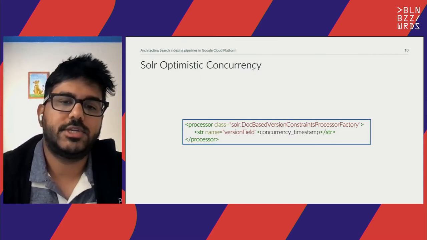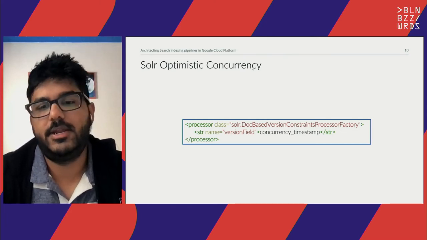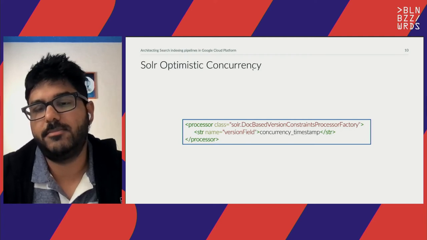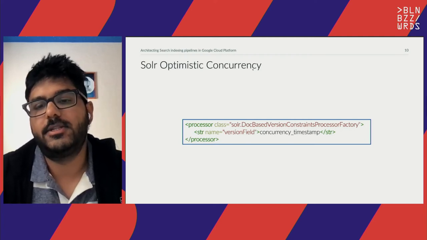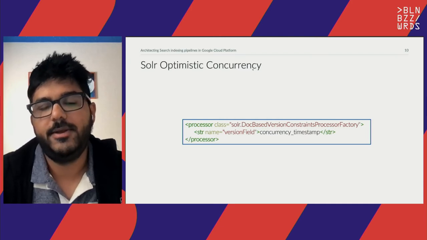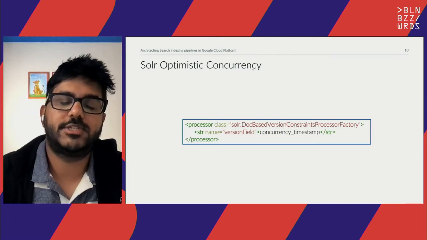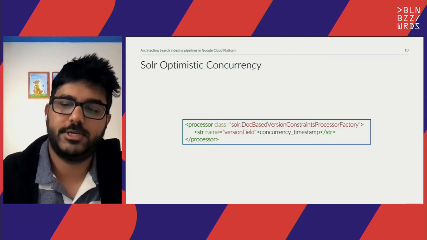In this case, what it does is it uses the value of the concurrency timestamp. And if the incoming update's timestamp is lower than the one that is already in the index, then Solr will reject that update. And in this way, we are able to protect against stale updates overriding more recent updates.